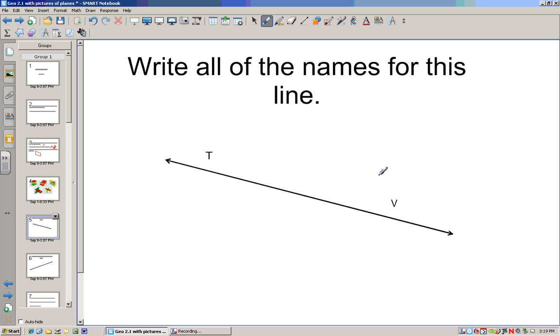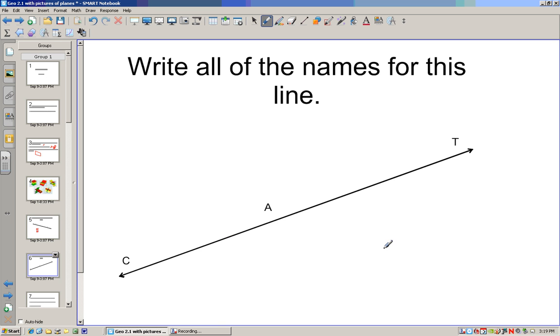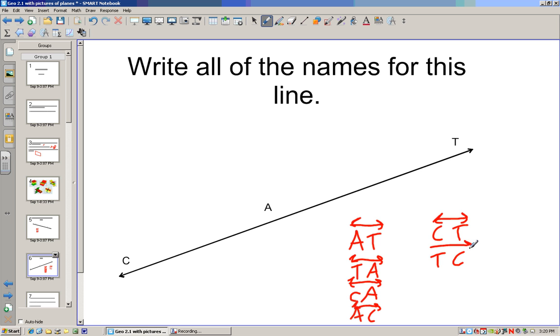Now there's a few ways we can name this line. We can call it TV or VT. When I said few, I should have said a couple. There's two ways we can name that. Now this line, we can call it AT, TA, CA, AC, and CT, and TC. Each of these represent the same exact line. It doesn't matter if I start here because it goes forever in both directions.